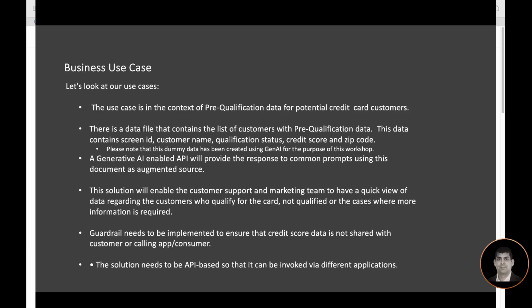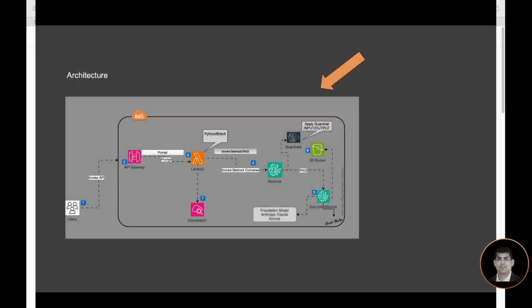This solution will enable the customer support and marketing teams to have a quick view of data regarding the customers who qualify for the card, are not qualified, or the cases where more information is required. Guardrail needs to be implemented to ensure the credit score data is not shared with the customer or calling app consumer. The solution needs to be API based so that it can be invoked via different applications. Let's look at our architecture.